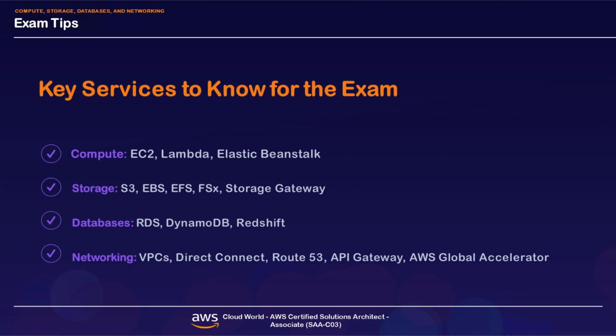So the key services to know for the exams are compute, which consists of EC2, Lambda, and Elastic Beanstalk. Storage, which consists of S3, EBS, EFS, FSx, and Storage Gateway. Databases, we're going to cover off RDS, DynamoDB, and Redshift. And networking, we're going to cover off VPCs, Direct Connect, Route 53, API Gateway, and AWS Global Accelerator. So this will be throughout the entire course.